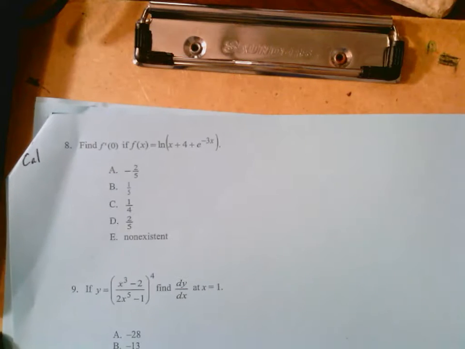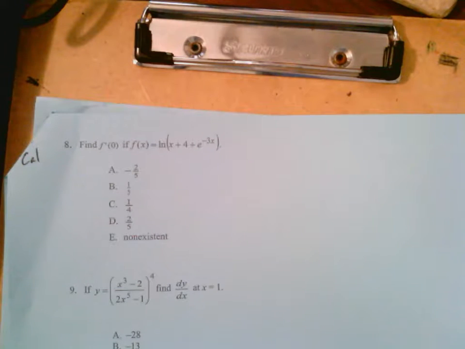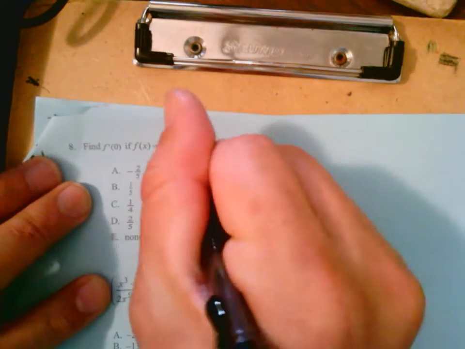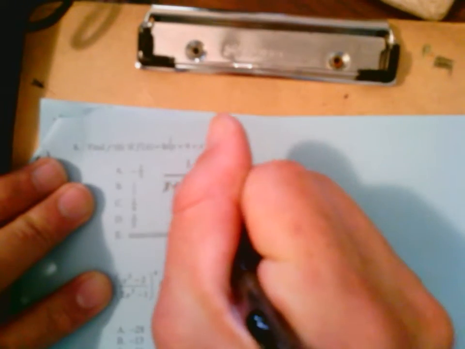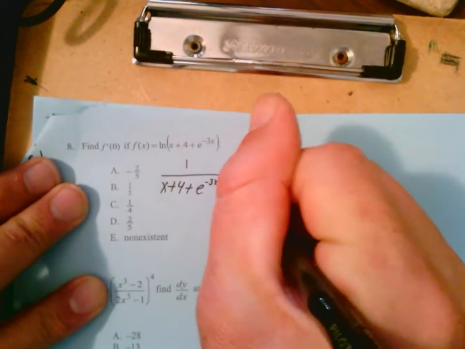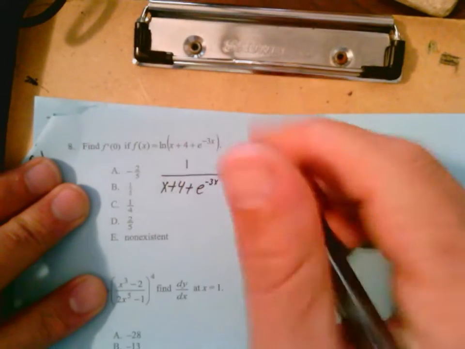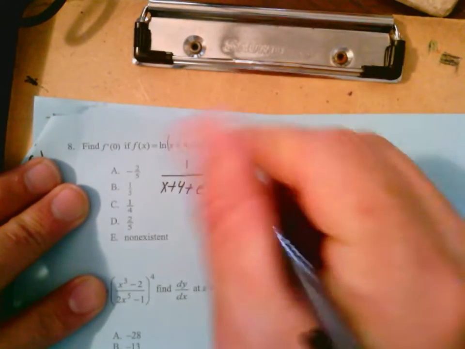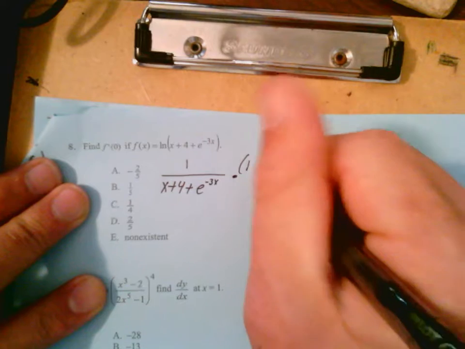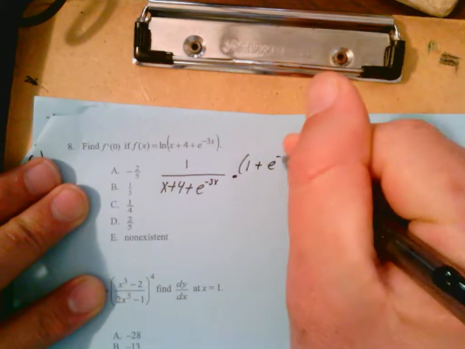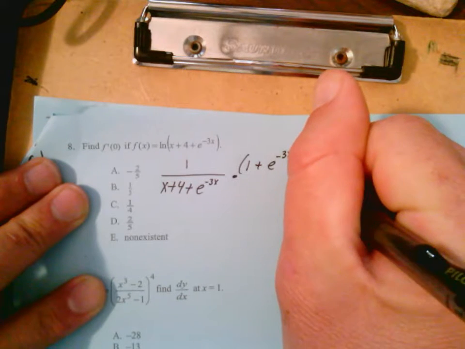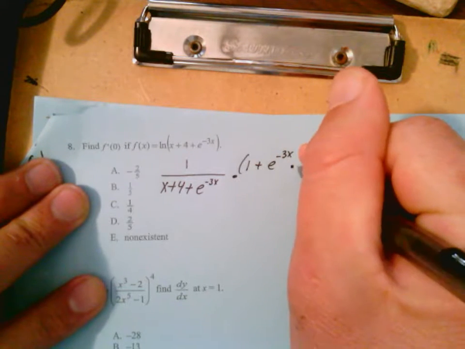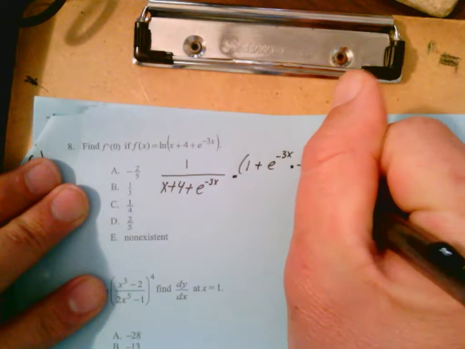So the derivative of this is 1 over x plus 4 plus e to the negative 3x, times the derivative of the inside, which is 1 plus 0 plus e to the negative 3x times, e to the negative 3 is negative 3.